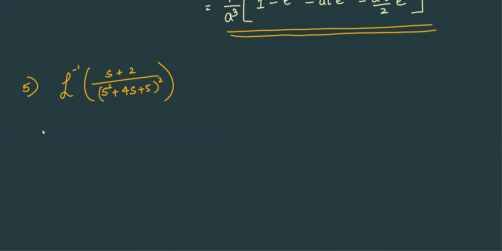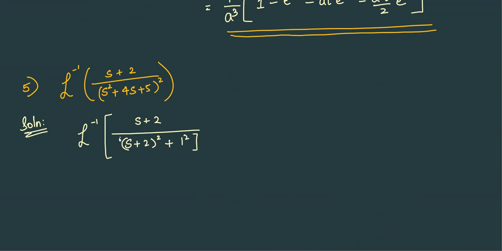So let us find this. This we can write as Laplace inverse of s plus 2 over s plus 2 the whole square, s square plus 4s plus 4 plus 1. So that becomes s plus 2 whole square plus 1 square, whole square. Now, so we need to find this. Okay, this is the required.